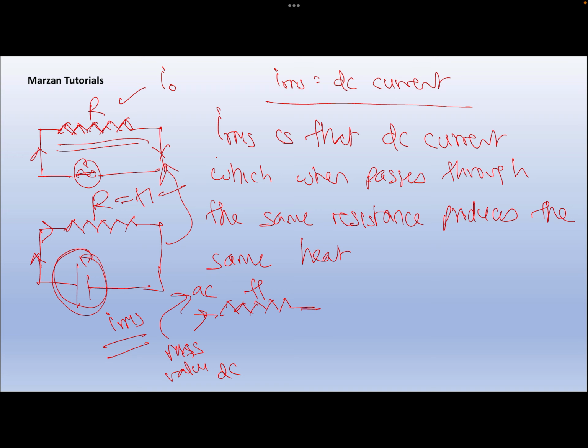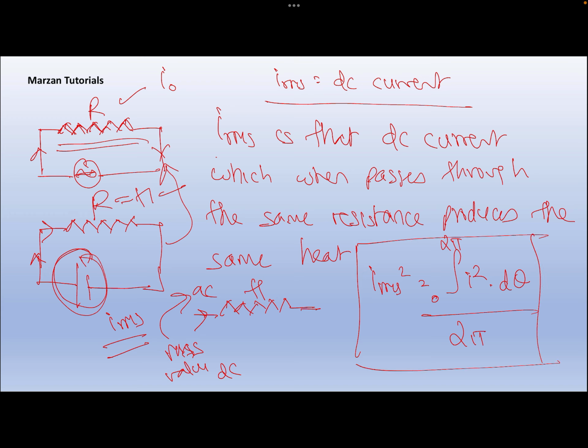Now the formula for IRMS. You have to remember the formula for IRMS. Mathematically I can say that IRMS square is equal to integration for one entire cycle. The maximum angular displacement is 2 pi, so 0 to 2 pi I square dθ upon 2 pi. This is the mathematical formula for IRMS. Remember this formula. It will not be given in the examination. You will have to know this formula beforehand.